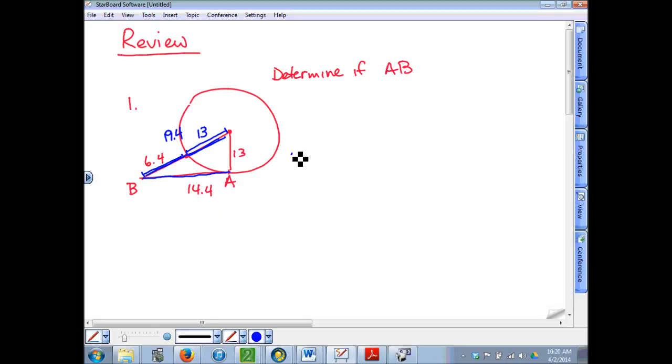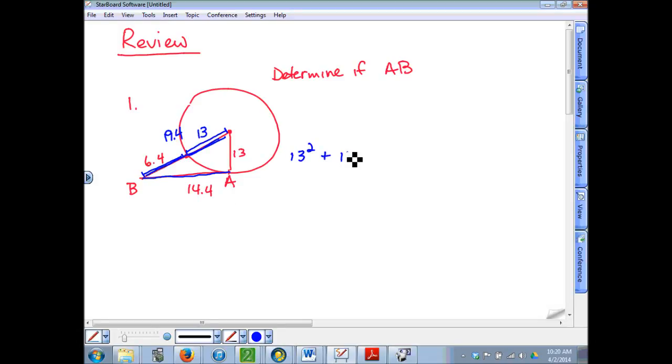19.4. So what we have to show is, does 13 squared plus 14.4 squared really equal 19.4 squared? Is that true or false? Well, that's something you got to check on a calculator. Does 13 squared plus 14.4 squared really equal 19.4 squared? This is a yes or no answer, you guys. So this is a calculator problem.